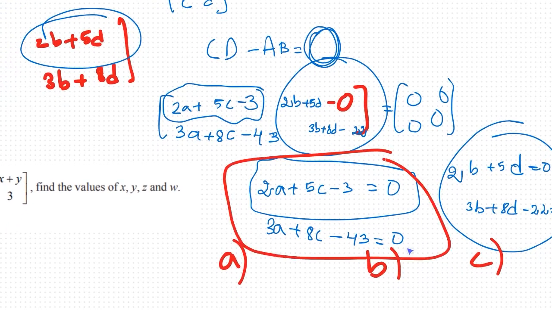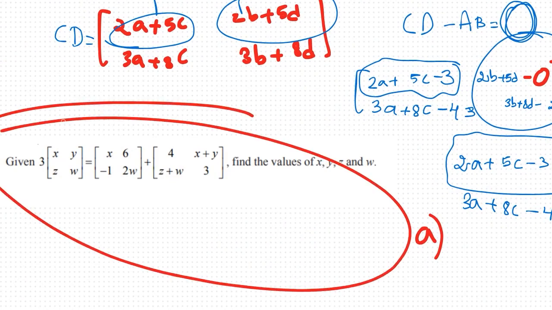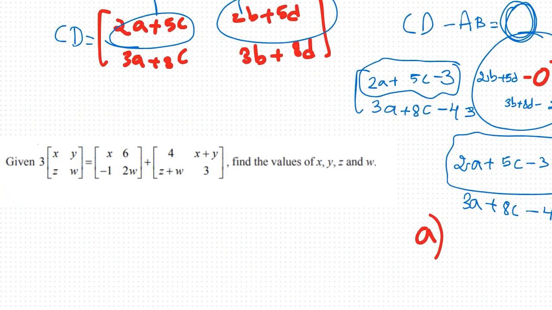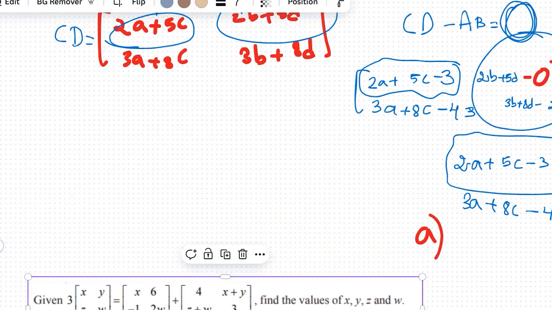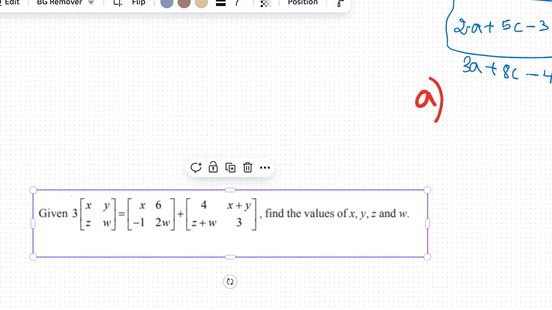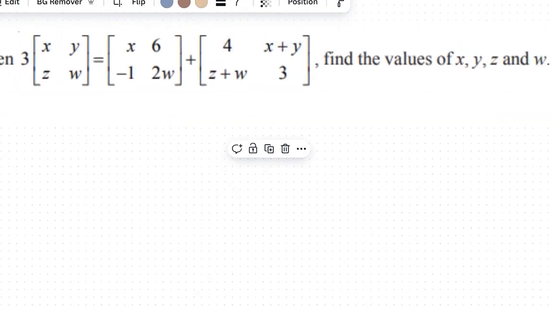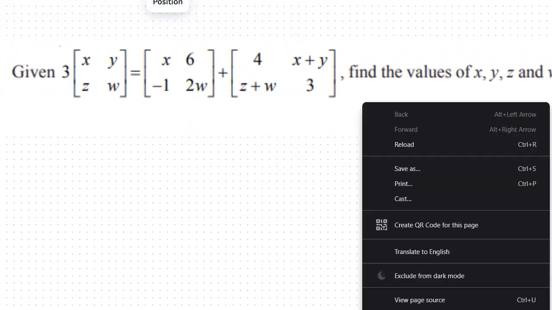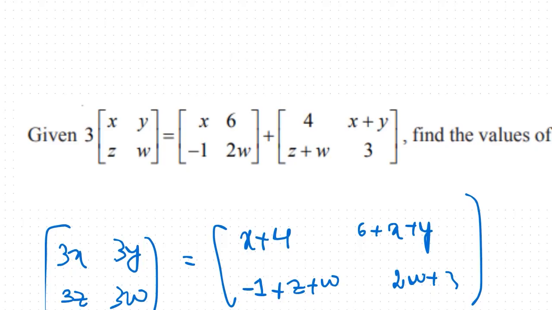The remaining part of this question, try it as homework: find ABCD values. We'll move on to the main topic, which is the next question, this one. But to find the values, we need to have one value, right? Find the values of x, y, z, w.